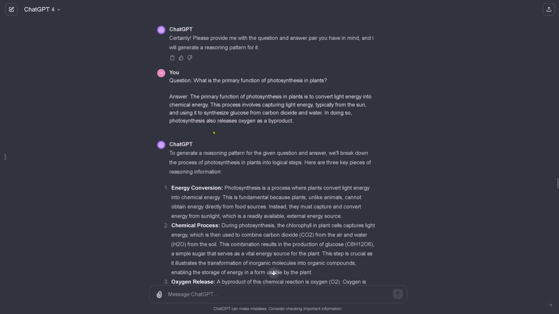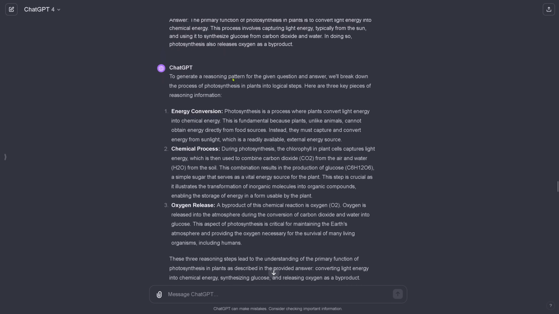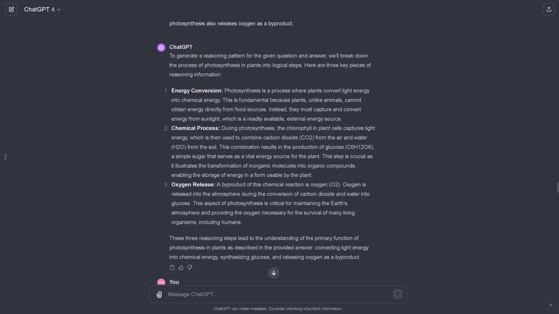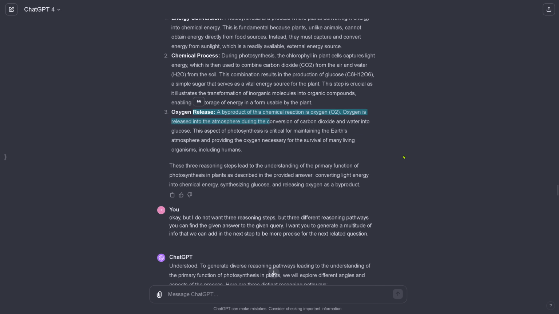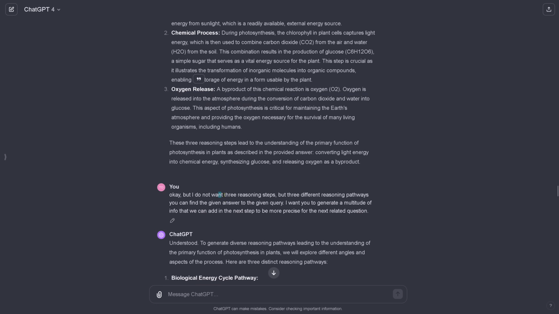Okay, no problem, so I did it. And ChatGPT comes back and says, hey, reasoning pattern here: energy conservation, chemical process, and oxygen release. Beautiful. We have 3 additional patterns. And I say, yeah, but I don't want 3 reasoning steps, but 3 reasoning pathways you can find for the given answer to the given query. So I want you to generate a multitude of information, different pathways, that we can add in the next step to be more precise for the next related question.